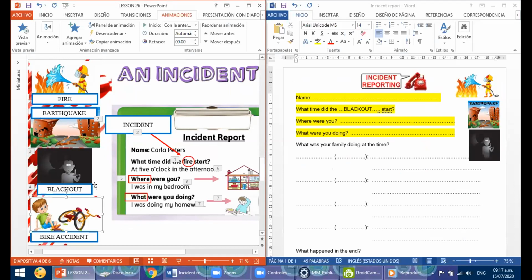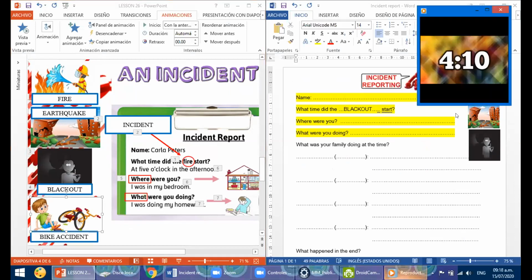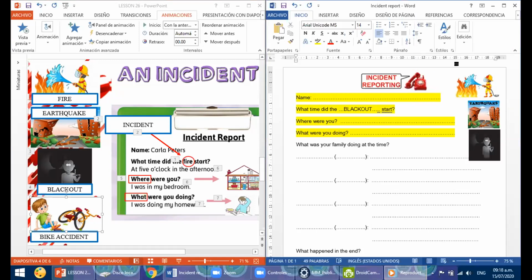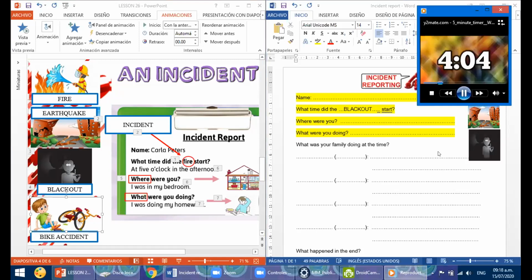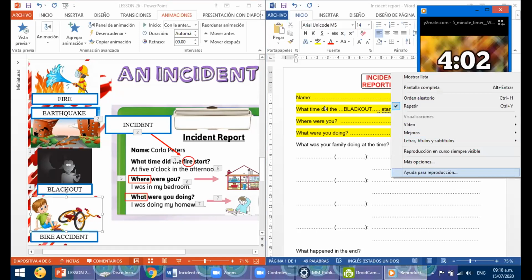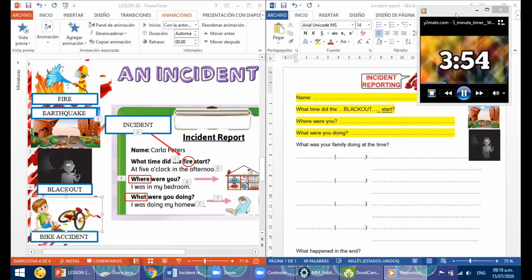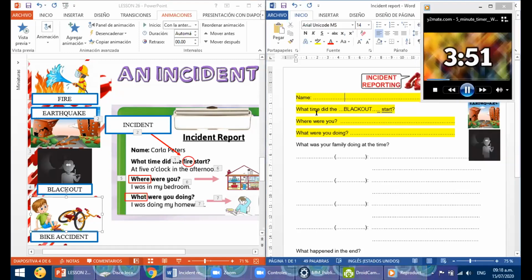Profesor, una pregunta. Yes? ¿Dónde dicen las preguntas? What's the time? ¿Tenemos que responderlas? Yes, you need to answer what is in this part. Okay, you need to answer the questions. Okay. This in your book, please.